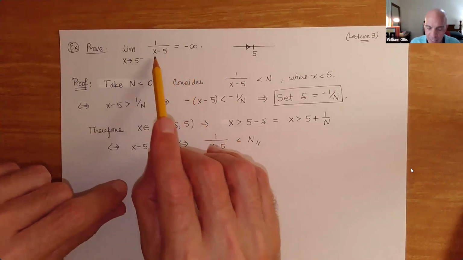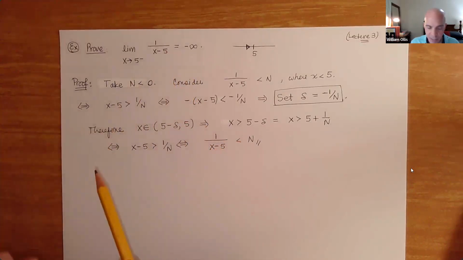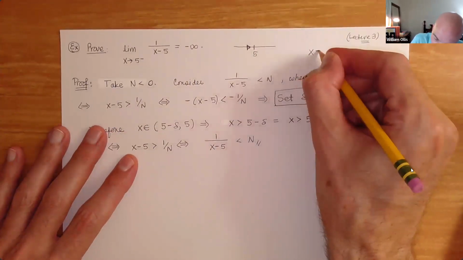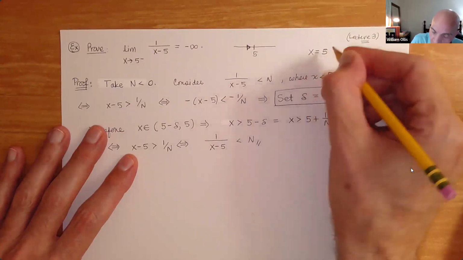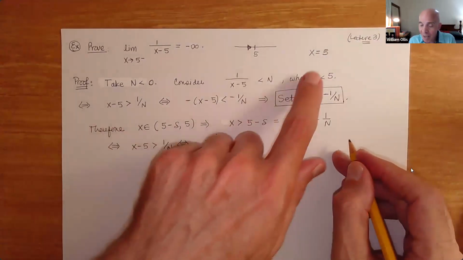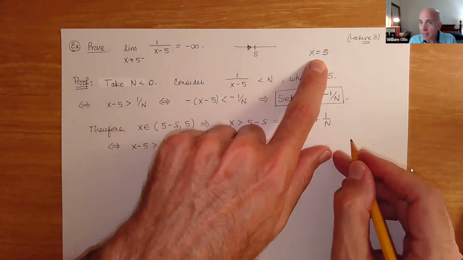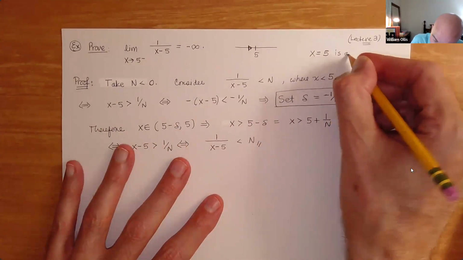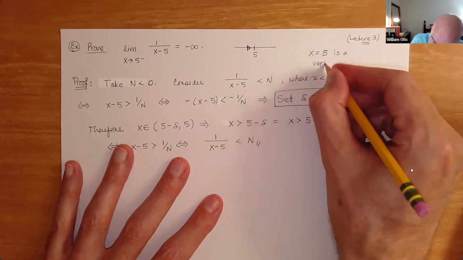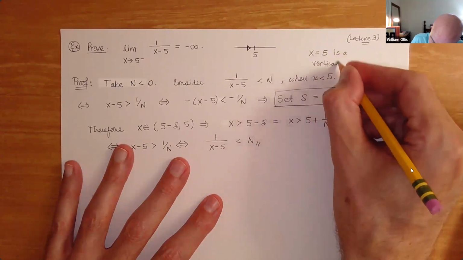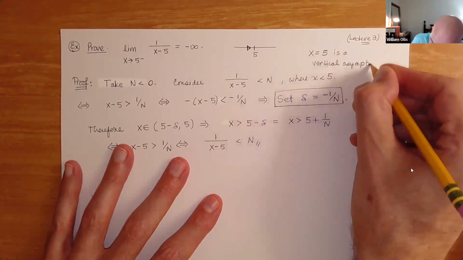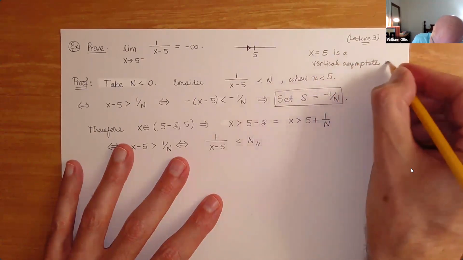Indeed, x equal 5 is a vertical asymptote. So that's clearly the case. You can just go ahead and write x equal 5. Remember, a vertical asymptote is a line, and so it needs to be defined this way. X equal 5 is a vertical asymptote of the graph of f.